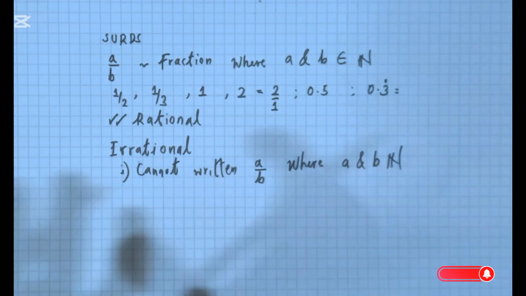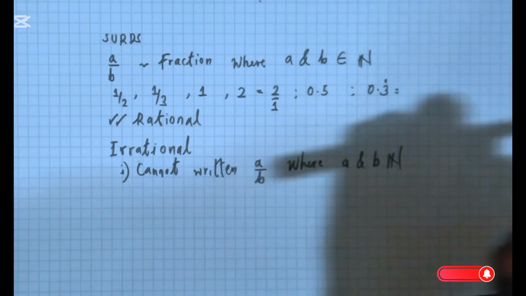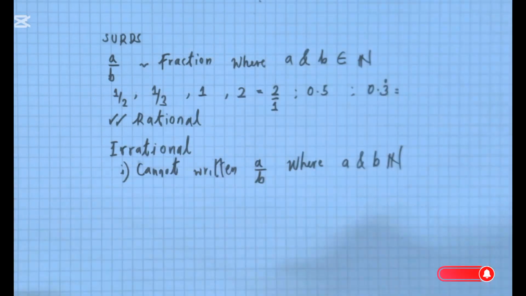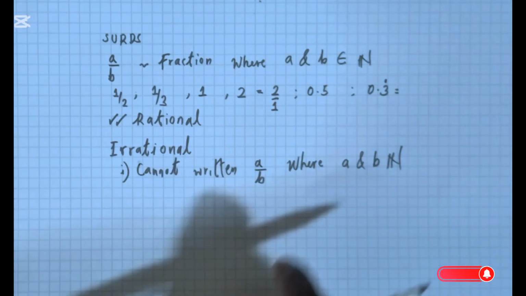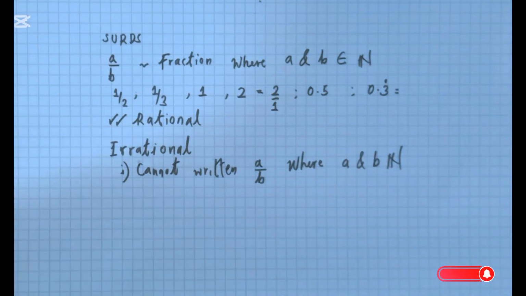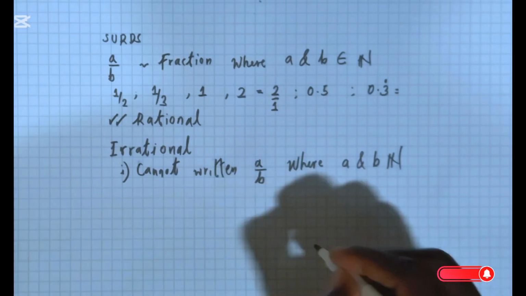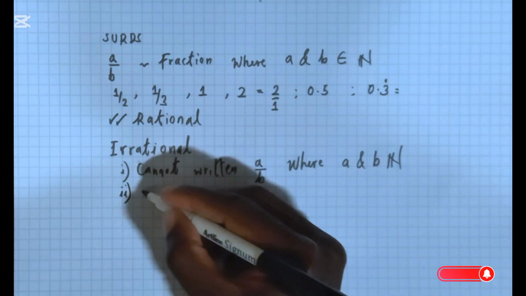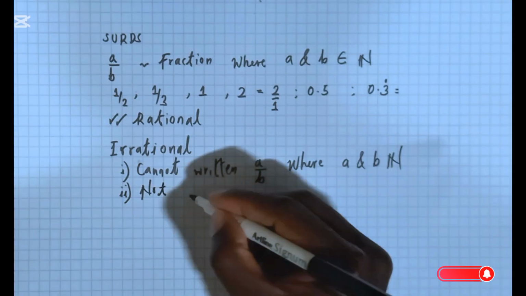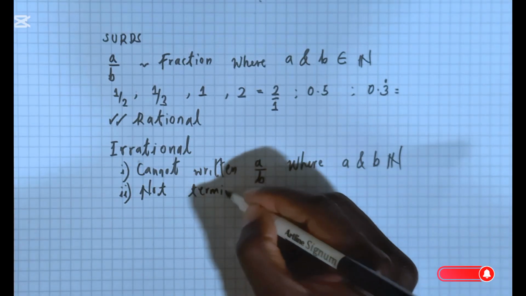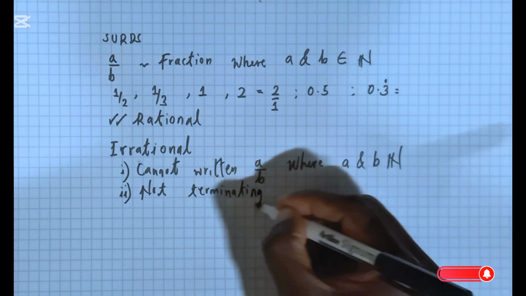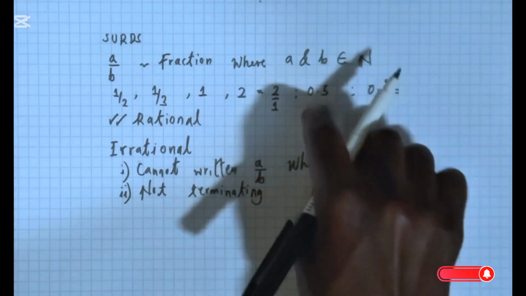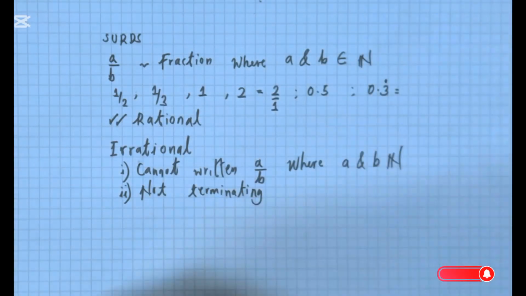So basically, whenever you cannot write a number as a complete fraction with accuracy, that's the first sign that it could be irrational. Also, if you're dealing with decimals, we say it is irrational if it is not terminating. For example, 0.5 is a terminating decimal, all right?